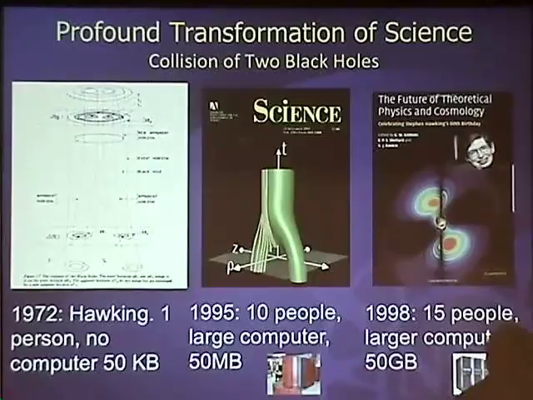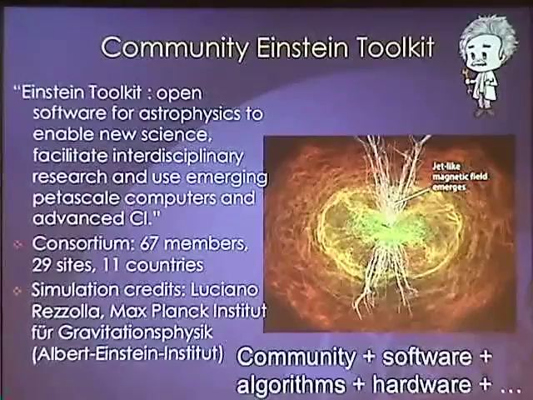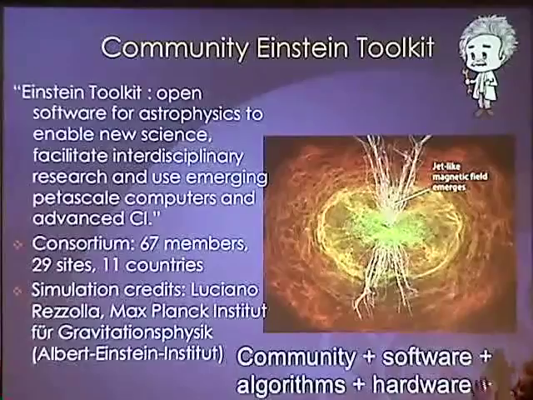So this particular collaboration and others that have grown out of it have now led to entire community toolkits where people are working together across many disciplines. There's a project now called the Einstein Toolkit that is funded by groups from the NSF, from Max Planck, and from others around the world, where they're sharing software environments.